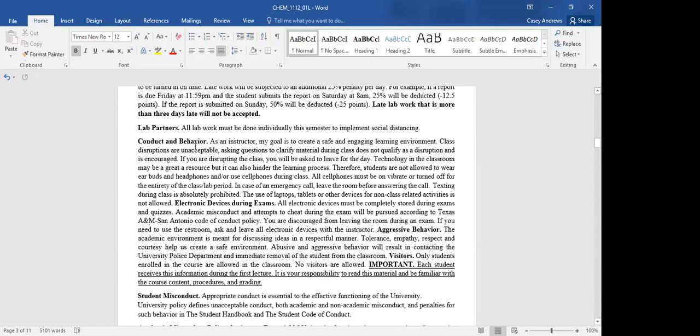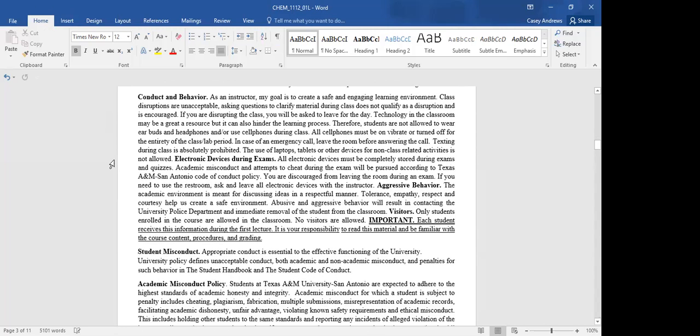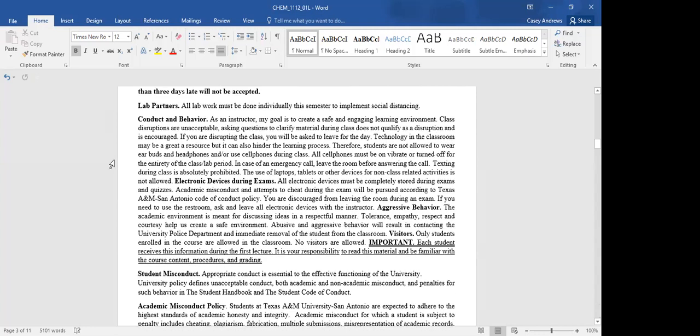Lab partners, this is all individual due to COVID. So no lab partners. Conduct and behavior. Basically, for this class, we're not going to have exams. So really conduct and behavior is treating others with respect while in the lab, being aware of your surroundings, not throwing stuff, not running around, basically just acting like an adult inside the lab. We are dealing with some slightly dangerous chemicals, so it's very important that we all be respectful and be careful while in the lab.